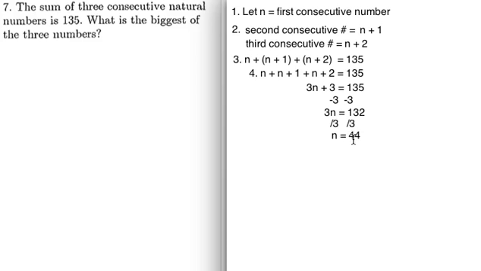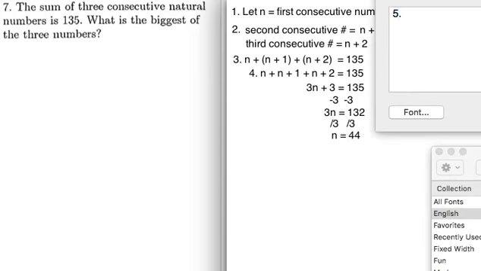If 44 is good, then that means that's my first consecutive number. The second one would be 45. The third one would be 46. I add those three together and see if they get 135. 44 plus 45 plus 46. Hooray, that actually does give me 135. So my answer's right.